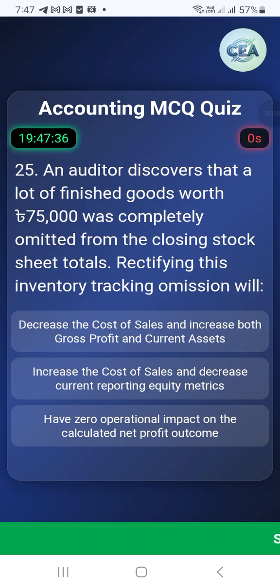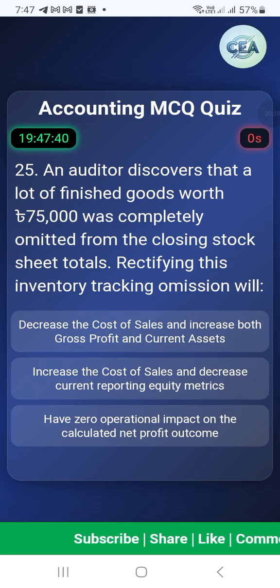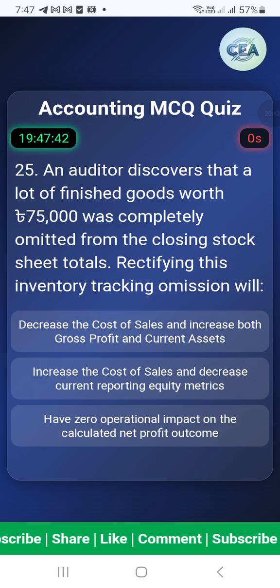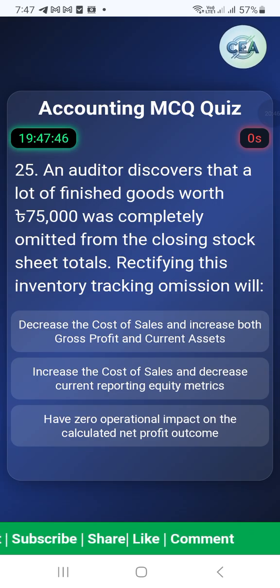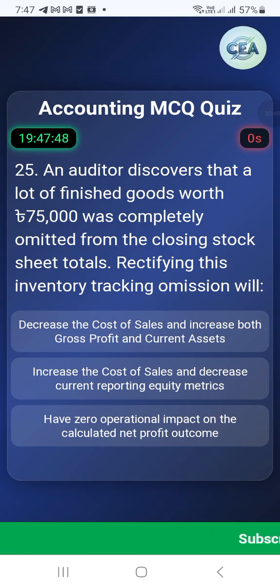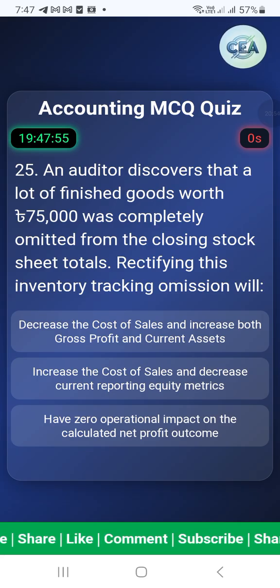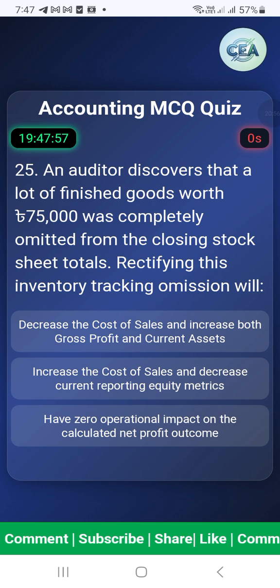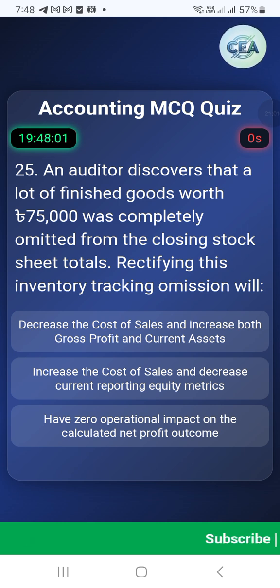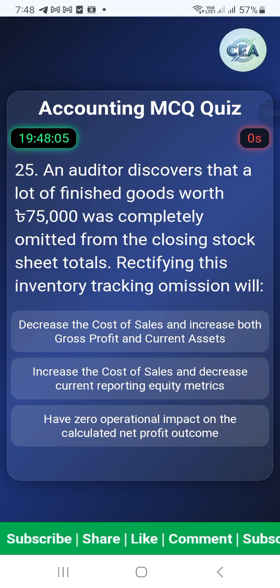25. An auditor discovers that a lot of finished goods worth 75,000 takas was completely omitted from the closing stock sheet totals. Rectifying this inventory tracking omission will: Option 1. Decrease the cost of sales and increase both gross profit and current assets. Option 2. Increase the cost of sales and decrease current reporting equity metrics. Option 3. Have zero operational impact on the calculated net profit outcome.